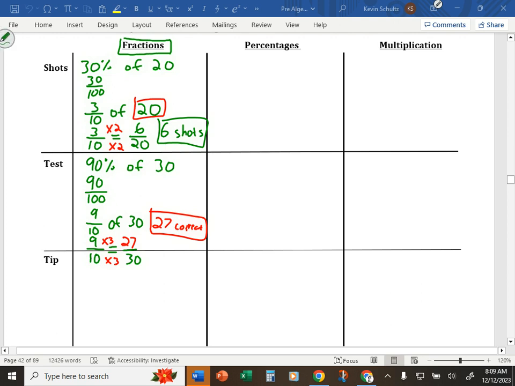All right. Come on. Let's look at the tip. James. 15% of 40, correct? Okay. So we're looking for 15% of about a $40 bill. Okay. What is 15% as a fraction? Start us out. 15 hundredths.